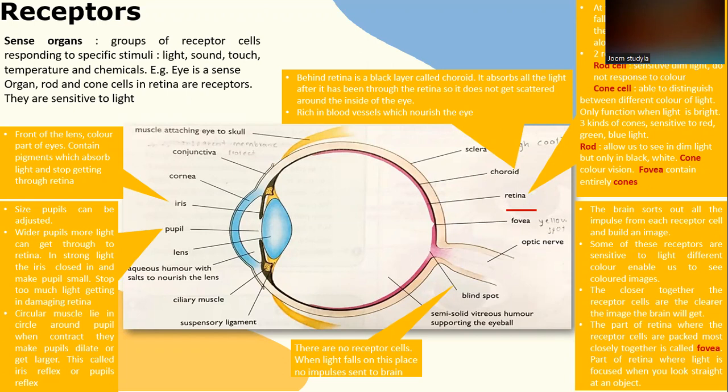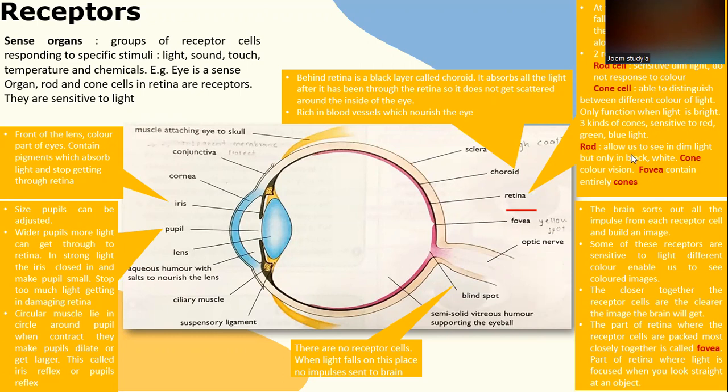There are two receptor cells in the retina, the rod cell and the cone cell. What is a rod cell? Rod cells are very sensitive in dim light and do not respond to color. Cone cells are able to distinguish between different colors of light and only function when light is bright. There are three kinds of cone, sensitive to red, green, and blue light.